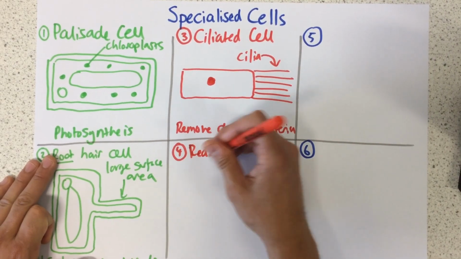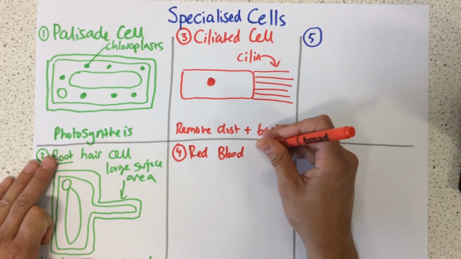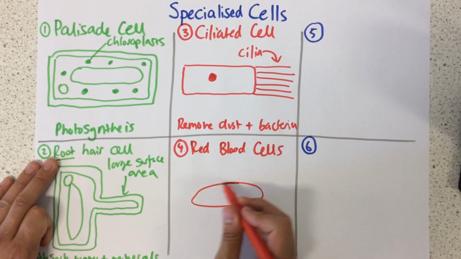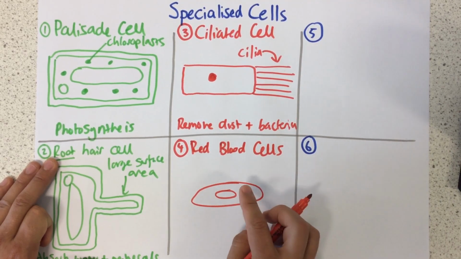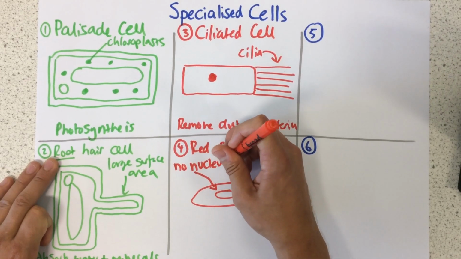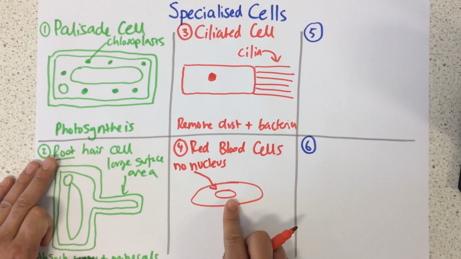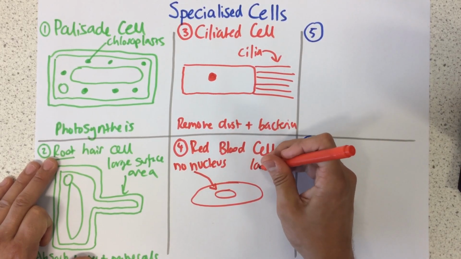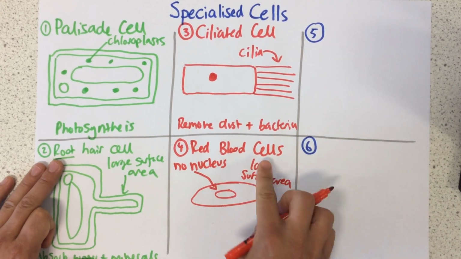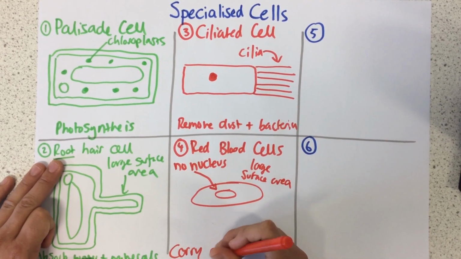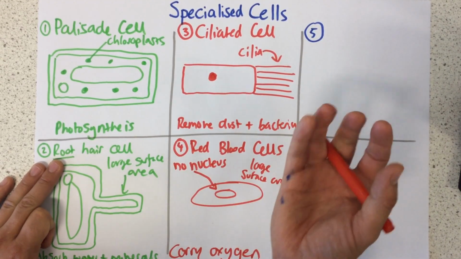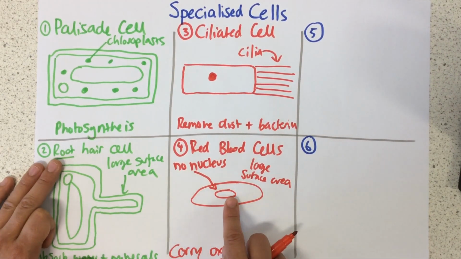Next up, we have red blood cells. So red blood cells are another type of animal cell. Now, they have this shape, which is called a biconcave disc shape. Now, actually, red blood cells are kind of strange because they have no nucleus. The reason why they have this biconcave disc shape and no nucleus is to give it a large surface area. Because the whole job of a red blood cell is to carry oxygen around the body. So if we've got a large surface area, it just means it can carry more oxygen around the body.